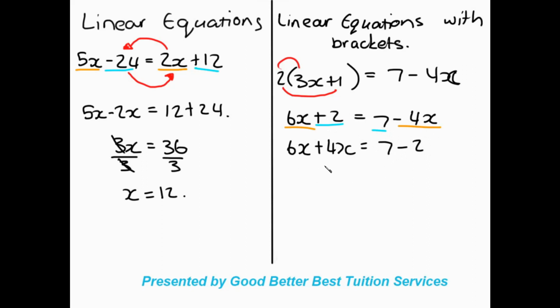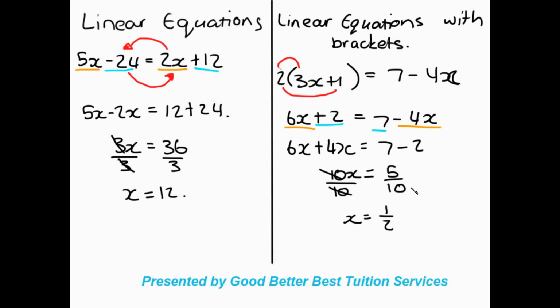So now, 6x plus 4x is equal to 10x, which is equal to 7 minus 2, which is 5. So now we're going to divide by 10 to get rid of the 10, because we want to get x by itself. So the 10s are going to cancel out each other. So we're left with x. And then on this side, we have 5 over 10. So what we're going to be left over with is a half.